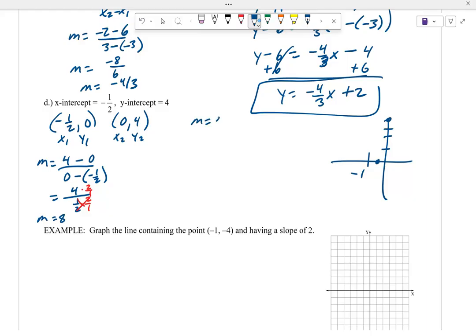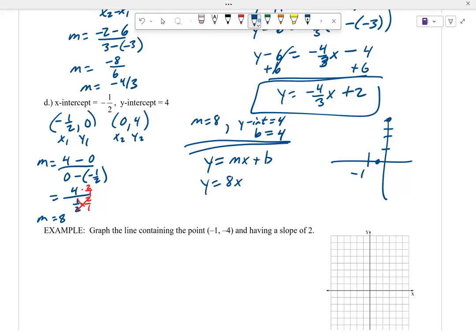So I have a slope of 8, and I already know that my y-intercept is 4. My b value, in other words, is 4. So I could, if I wanted to, instead of using point slope form, just plug it straight into y equals mx plus b?